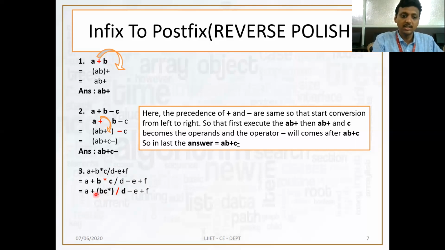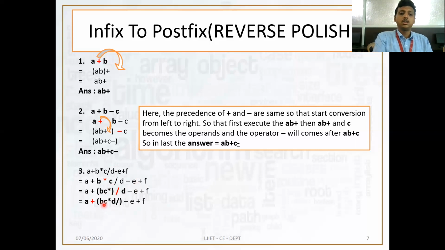Now we will take the remaining operators: plus, division, minus, plus. Which operator has the highest precedence? Division. Now execute division. So what happened? B C star, take one side, and D at the back side. So it will become A plus B C star D division. And then division at the back side.